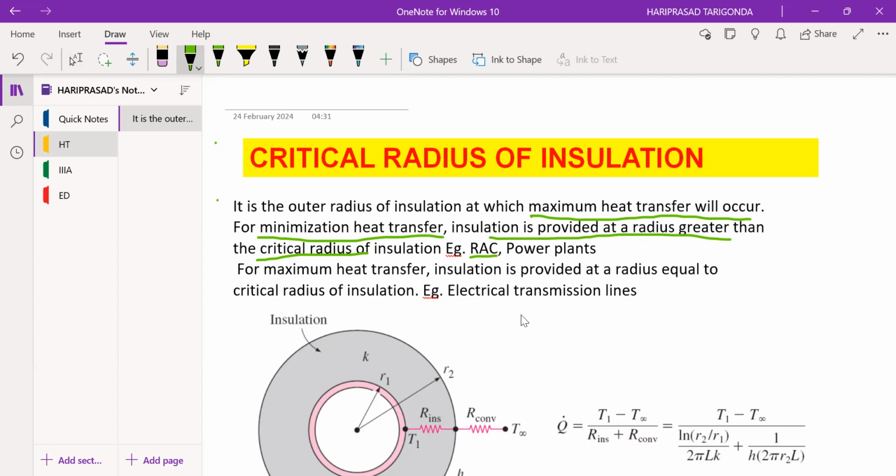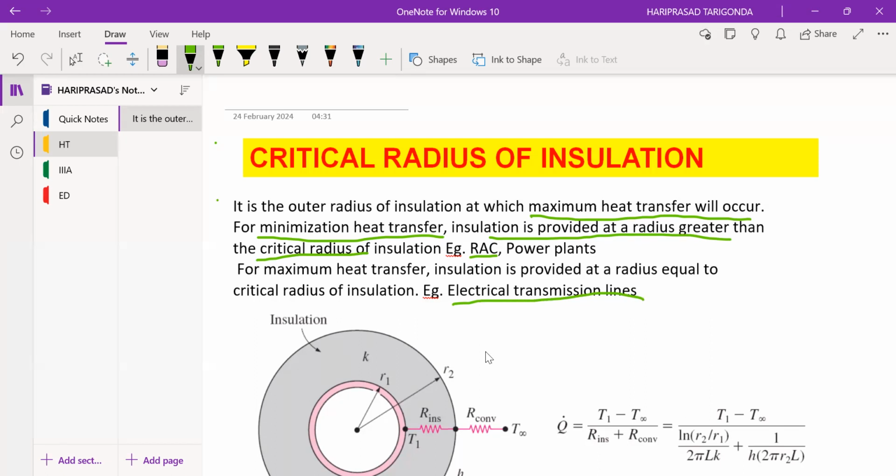Generally, in electrical transmission lines, due to flow of current, heat will be accumulated in the wires. So if you provide insulation at a radius equal to the critical radius of insulation, the maximum amount of heat will be dissipated to the atmosphere, so that the system will be in a safe condition. If you don't provide it, heat will be accumulated, so damage or melting of the wire will take place based on the amount of heat accumulated.